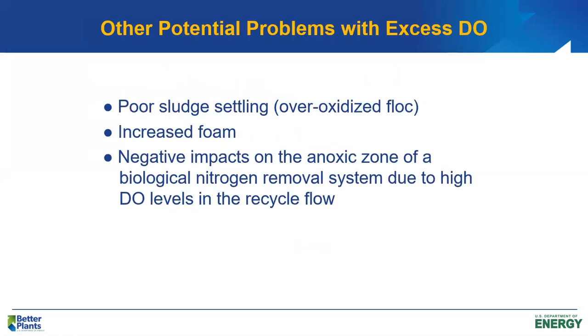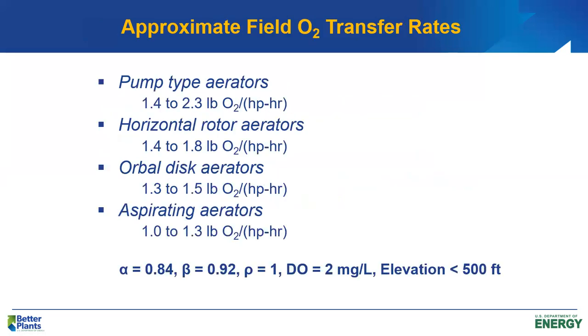Again, too much DO not only reduces the efficiency of the aeration equipment, it may over-oxidize our biomass and contribute to poor settling in the final clarifier, may increase the amount of foam in our basin. And then if we have a high concentration of DO in our aerobic reactor and we're recirculating some of that mixed liquor back to our pre-anoxic reactor, then we're going to be sending too much DO back to the anoxic reactor.